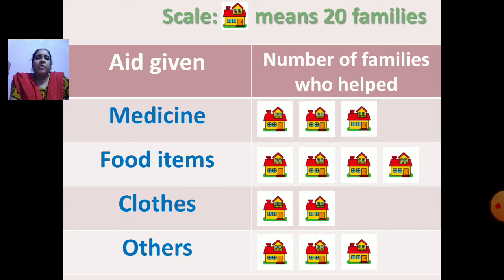First is medicine, food items, clothes and others. Did you follow? On the right hand side you can see the number of families who helped are drawn. So medicine, how many houses can you see? 3 pictures. Food items, 4 pictures. Clothes, 2 pictures. Others, 3 pictures. Now before you calculate, you have to keep in mind that one house stands for 20 families. Now let us see the first question.